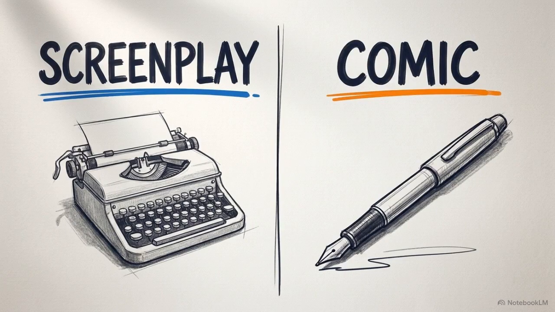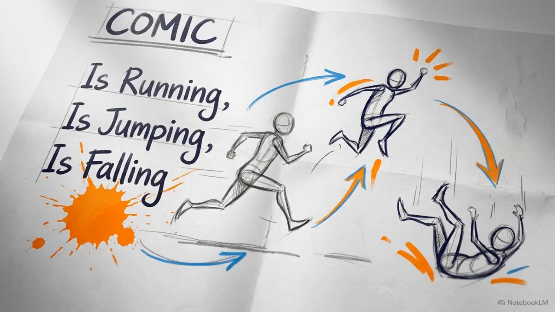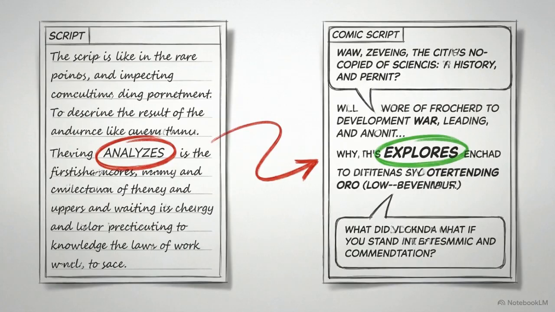Step 1 is changing how you write action verbs. In a screenplay, you write in the present simple tense. A character runs, jumps, or falls. In a comic script, you write in the present continuous tense. You need the character to be caught mid-motion. Changing "she jumps" to "she is jumping" tells your artist to preserve the kinetic energy of that action within a static frame.